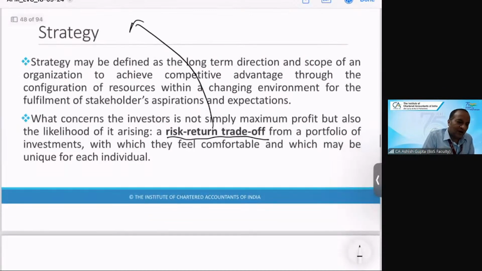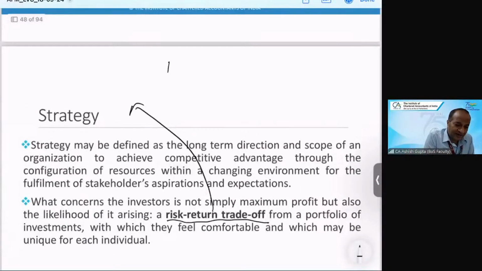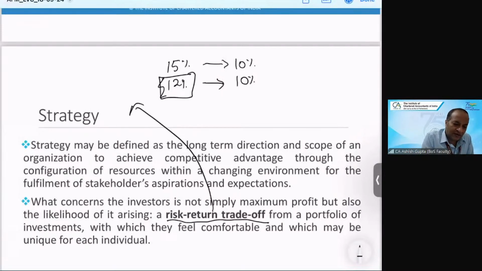A question comes, what exactly is this risk return trade-off all about? It means, suppose my return is 15% on any project, and risk is say 10%. Now on the other project, my return is 12% and risk is the same. So of course, I will go for the first project. I will not go for the other project, because risk is the same, but return is higher.